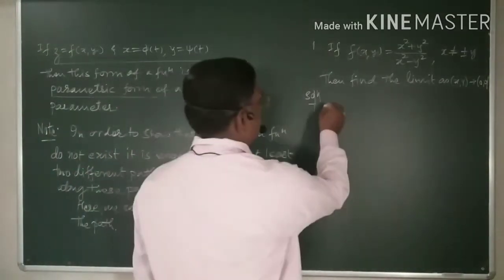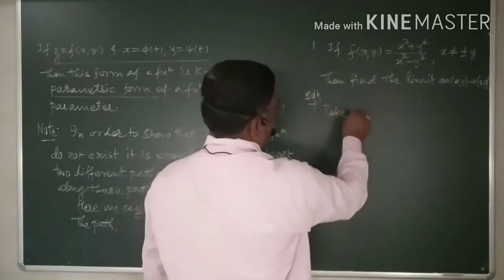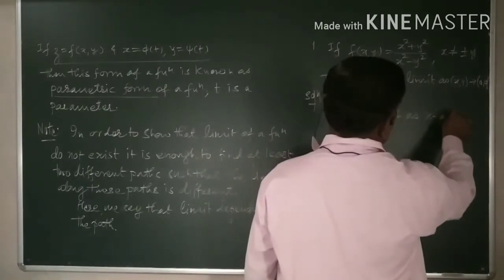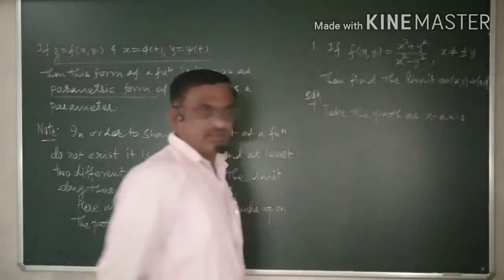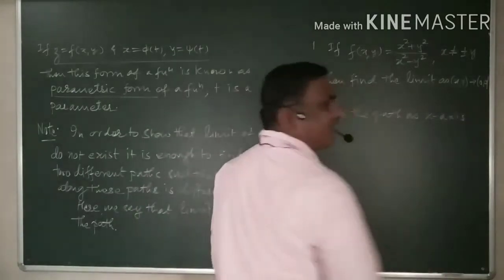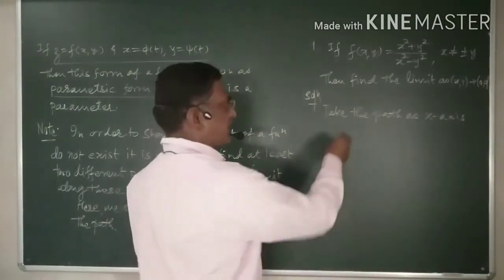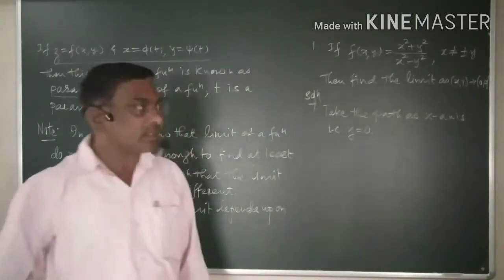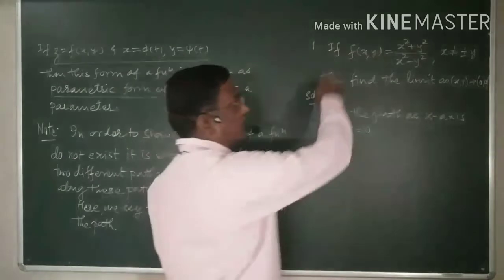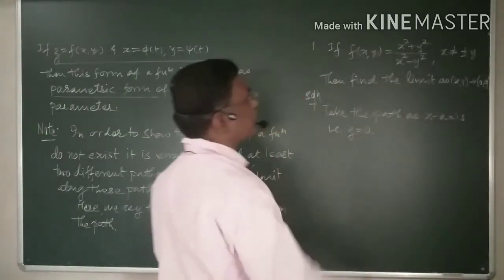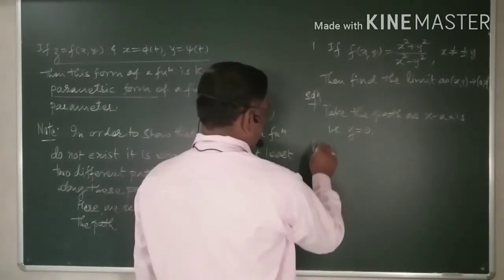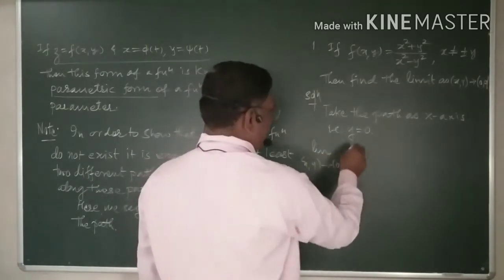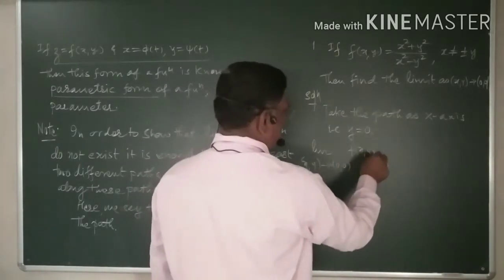Therefore, what we do, take the path as the x-axis first of all. Now, what do we mean by x-axis? The equation of x-axis is y is equal to 0. This is one of the paths where we can check the limit of this function. What happens to the limit of this function?